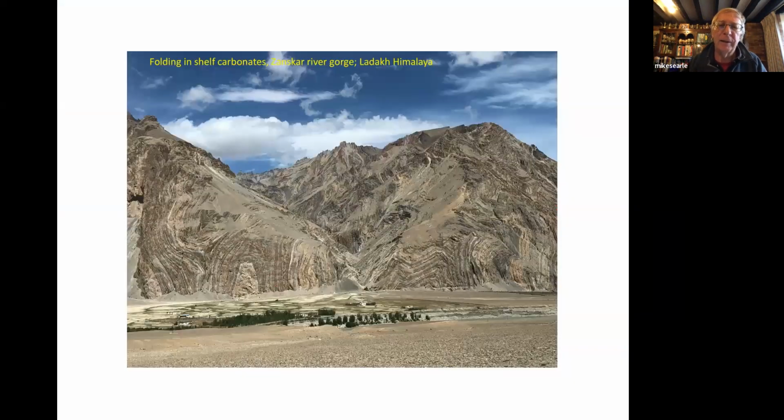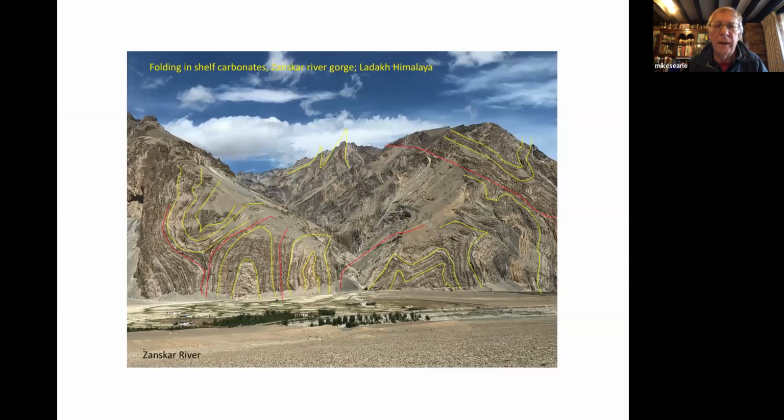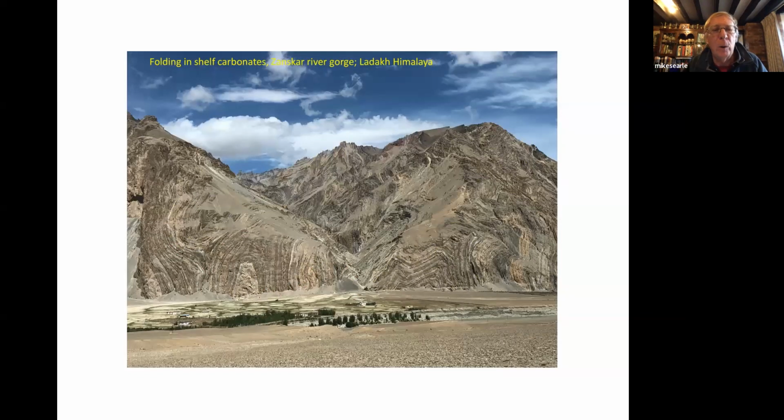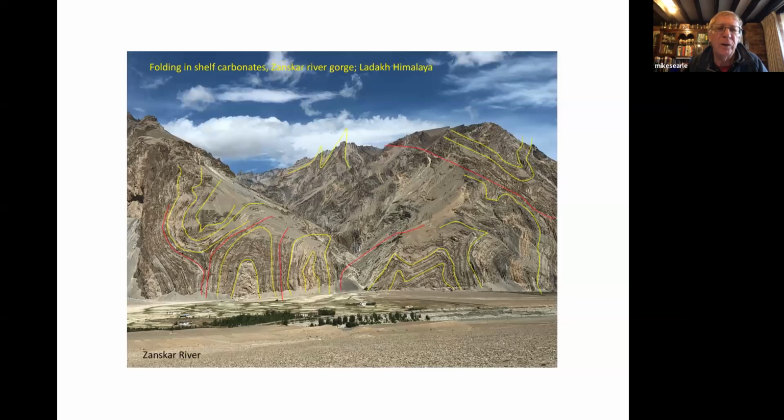So now in summer, it looks like this. It's a delightful place to go. This is just north of Padam, a very spectacular fold and thrust belt in the Tethyan sediments. And this is the mechanism by which these rocks were crustally shortened and crustally thickened.